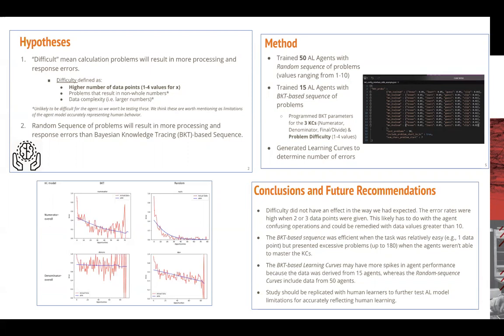And as you can see in the graphs down here, this is the denominator overall for both the BKT and the random. And with the random, you do see more of a semi-learning curve. I will say that the data for the BKT is not an apples to apples comparison because we only ran 15 agents on the BKT model, mainly because we ran out of time. And then we did 50 agents in the random. So it's almost like it's zoomed in a little bit more on the BKT side. But as you can see, the denominator was what it struggled with the most.